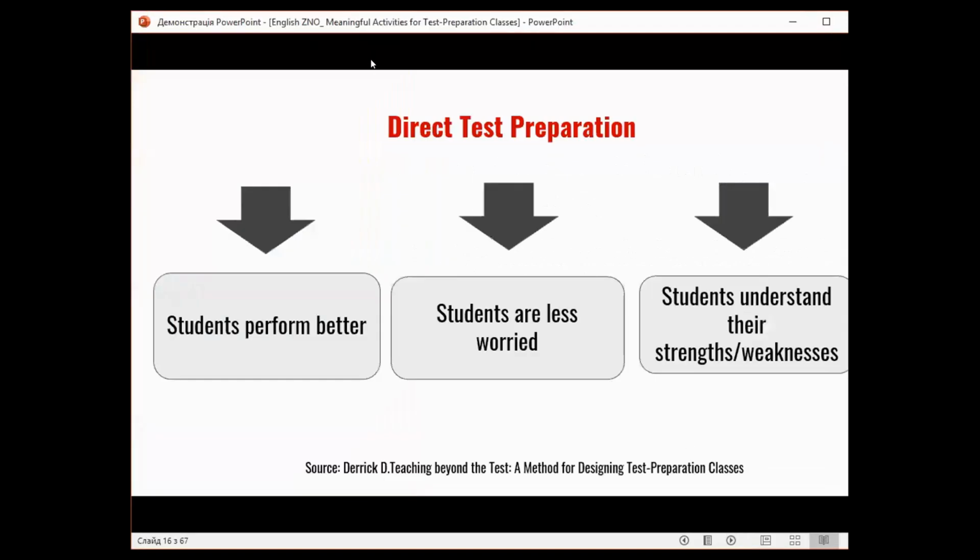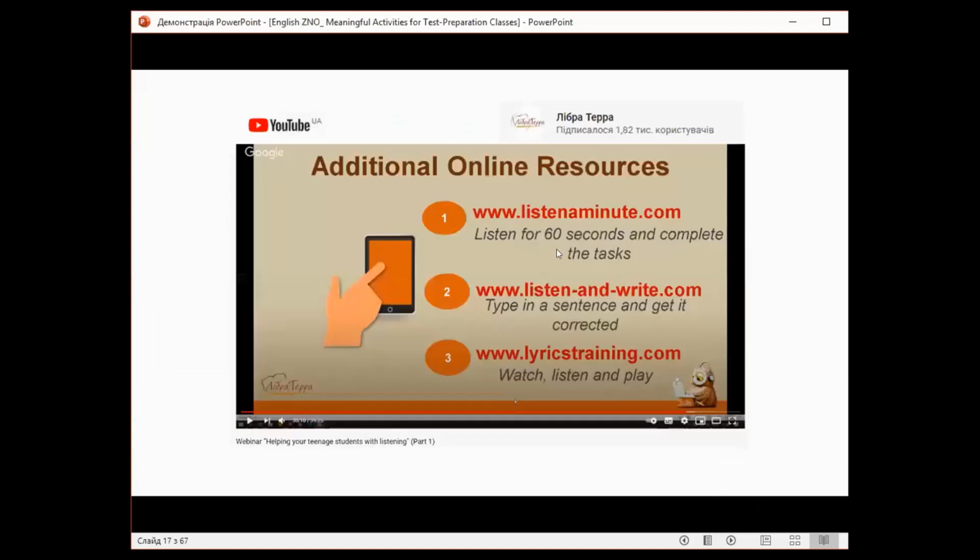Right? Okay, and this work that you are doing during your lessons, we can call it direct test preparation. And of course, it's very important because as a result, students will get better grades on their test. They are well prepared. They know what to expect. Students will be less anxious. They will know how to pace themselves. They will know, for example, about time management during the test, and they will understand what they need to work on. They will know their strengths and weaknesses. So this work is quite important.